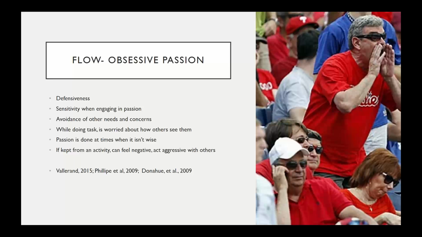When he looked at ballet dancers, he actually saw that those people who were obsessively passionate in ballet had more acute injuries than harmoniously passionate ballet dancers. And so the chronic injuries didn't change with either obsessive or harmonious approach, but the acute injuries did. If kept from an activity, they can feel really negative and act aggressively towards others.